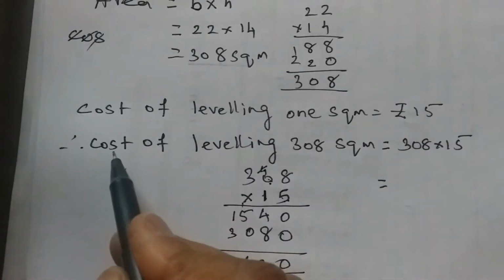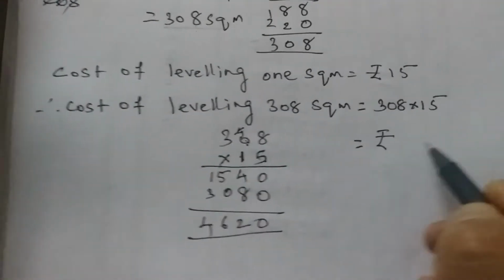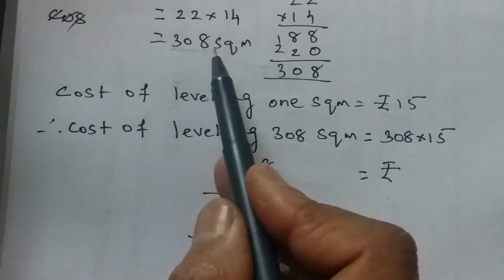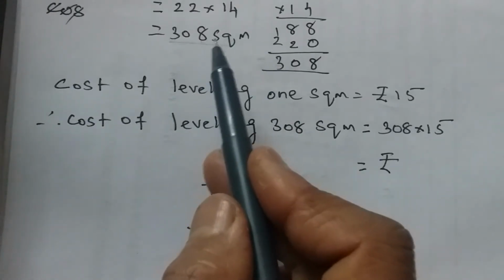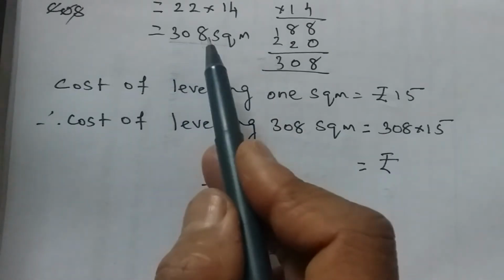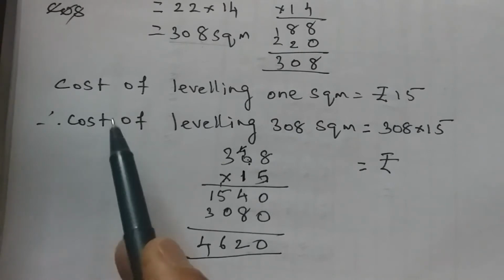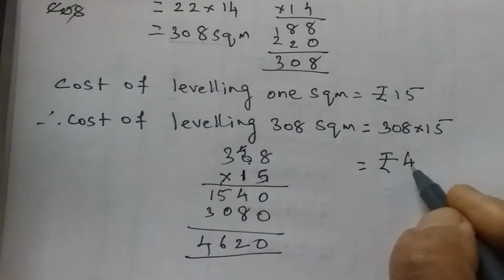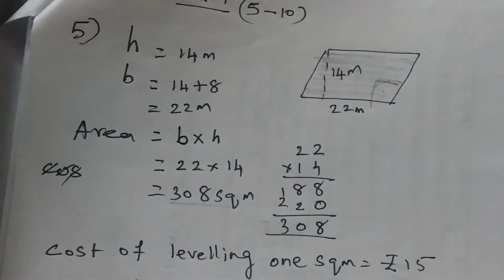What is the unit of cost? It is rupees. Don't put square meter, square centimeters and all, because now the area we have finished. Area is 308 square meters. At every step when you find the answer, you should be very careful about the unit. So it is the area, therefore square meters. Now what we are finding is the cost. Cost means the amount, the money we are spending. So what is the unit of money? It is rupees. 4,620 rupees. So much we need to level the ground, which is in the shape of a parallelogram.